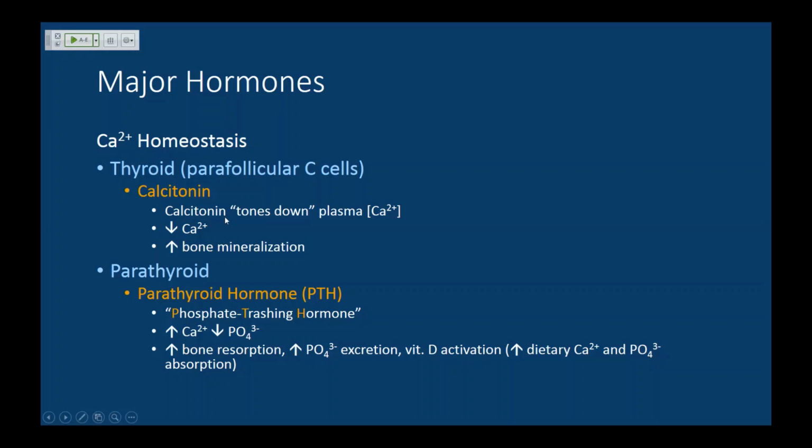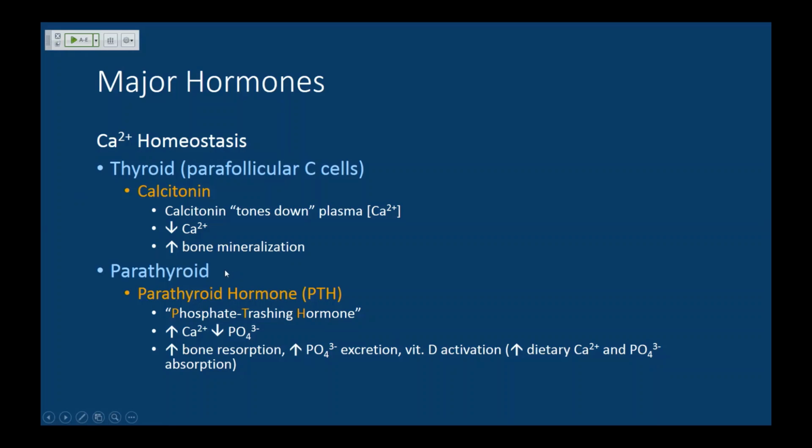And calcitonin tones down plasma calcium concentrations. Okay, leads to a decrease in calcium. It does so by promoting the mineralization of bone. So it takes calcium out of the blood and sticks it onto bone. It also increases potassium excretion through the kidney and the urine, and decreases calcium absorption in the gut.